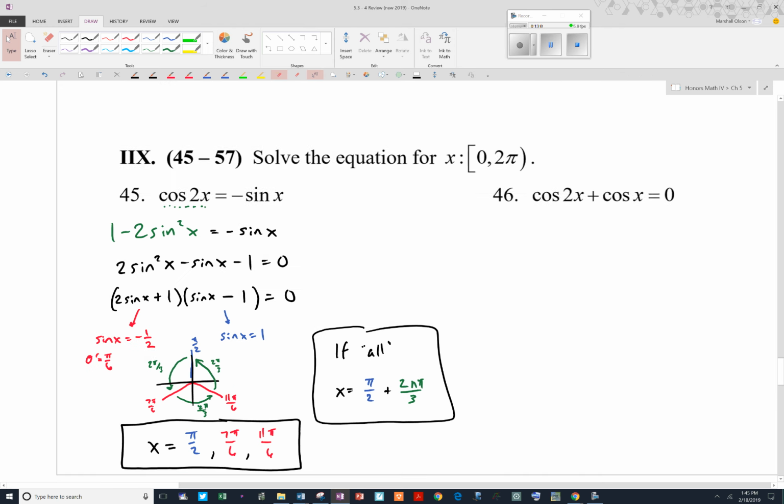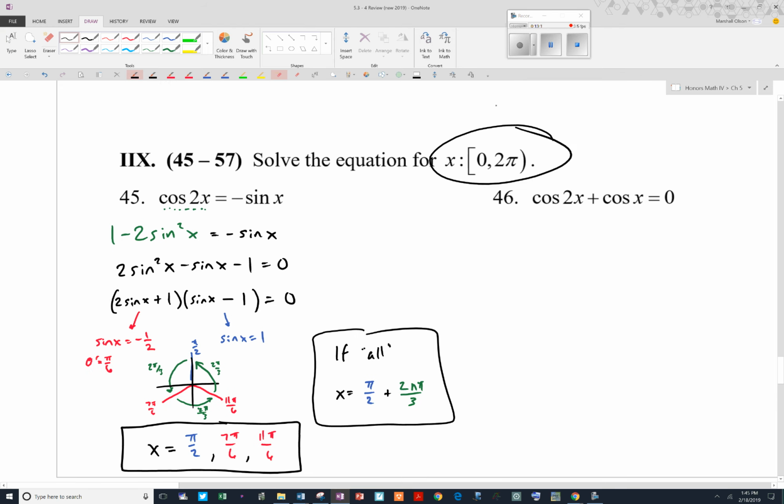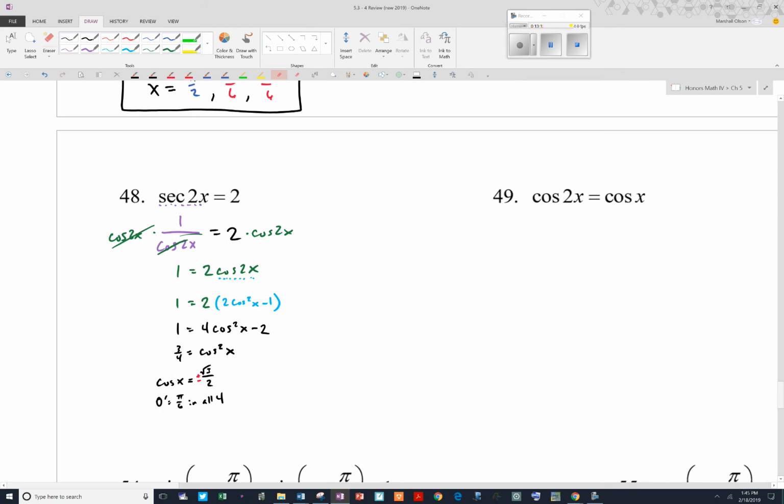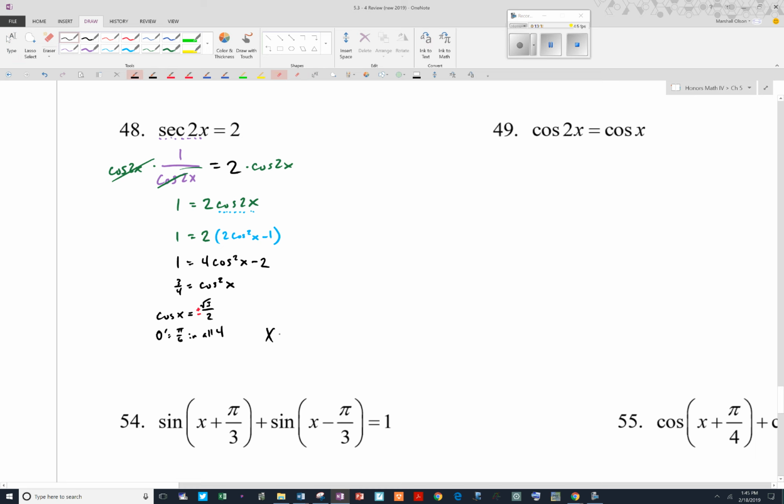I just need to go back up and look at what my directions are. We are only looking for our answers on an interval, so I'll just list those 4 guys out. So we have pi over 6, 5 pi over 6 in the second quadrant, 7 pi over 6 in the third quadrant, and 11 pi over 6 in the fourth quadrant.